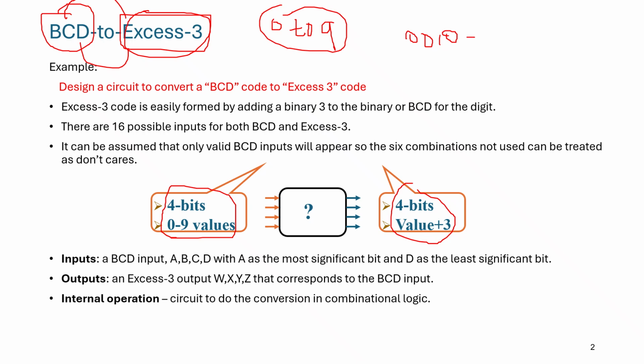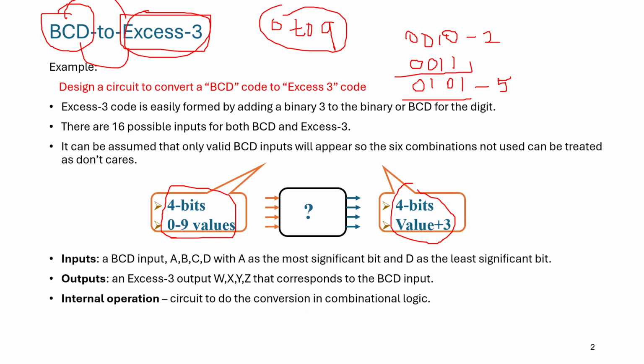The decimal value is 2. What is the XS3 value for the decimal value 2? We just add 3, that is 0011, to that number, so we get 0101, whose decimal equivalent is 5. So just adding 3 to the given input number is the XS3 code conversion.